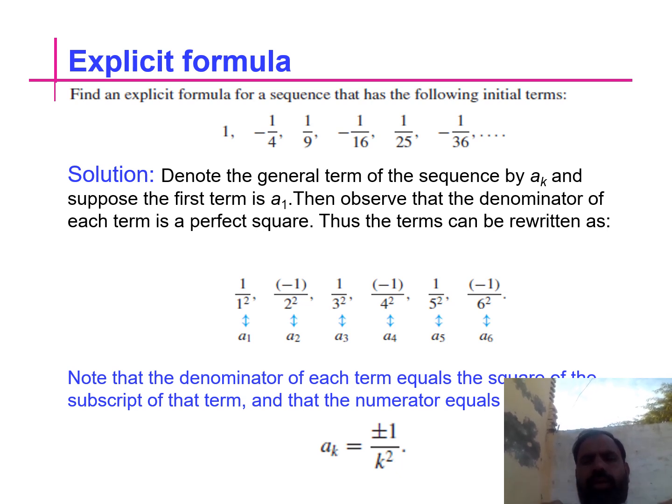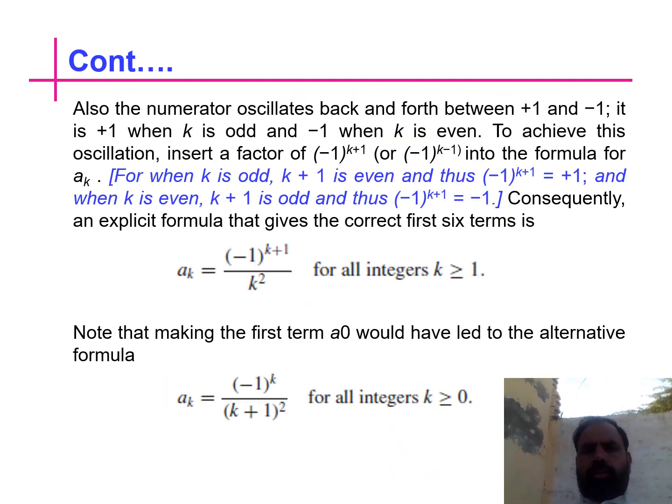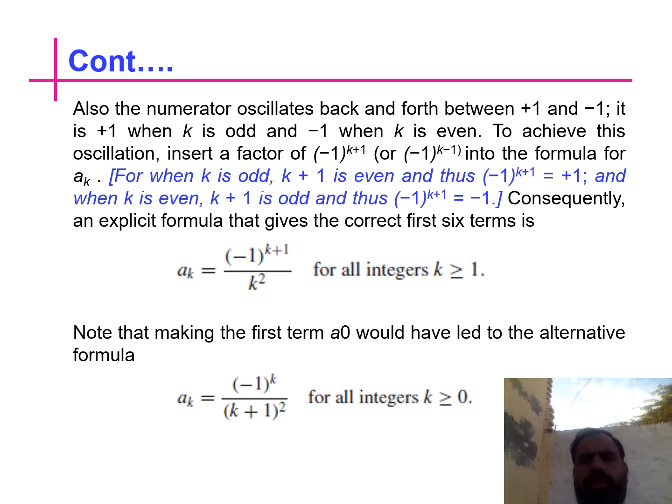Note that the denominator of each term equals the square of the subscript of that term. So we can generalize this by the formula: a_k is equal to plus or minus 1 over k squared. If we put 1, this is 1 over 1 squared, and second we put minus 1 over 2 squared, then we put 1 over 3 squared. Also the numerator oscillates back and forth between 1 and minus 1. So it is plus 1 when k is odd, and minus 1 when k is even.